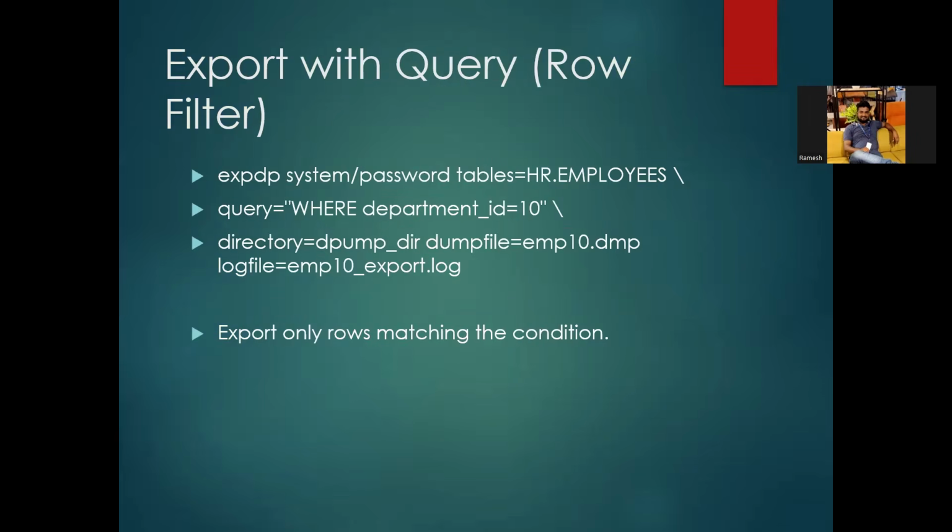And export with query, the row filter I told you about before. In this example, where department_id equals 10 is mentioned, so it will retrieve only those rows. It exports only the rows matching the condition.